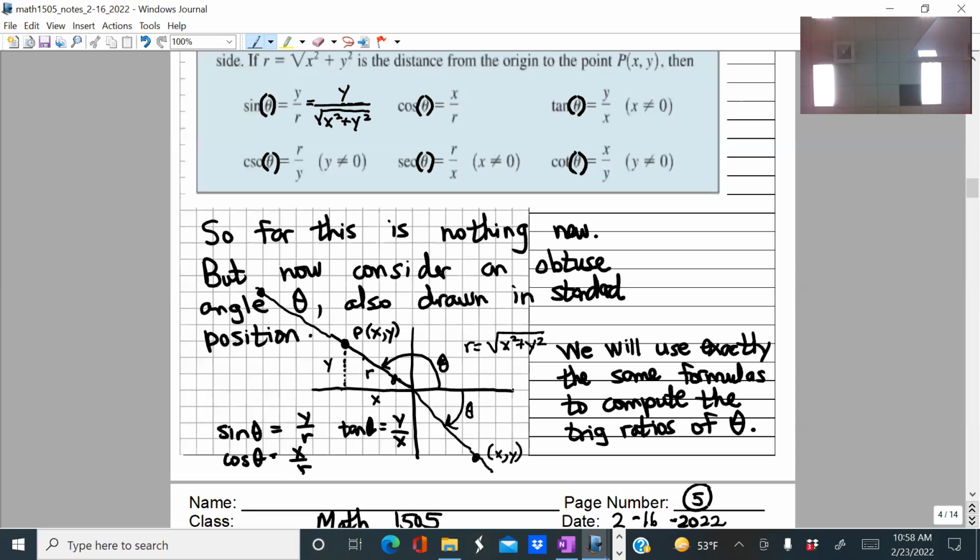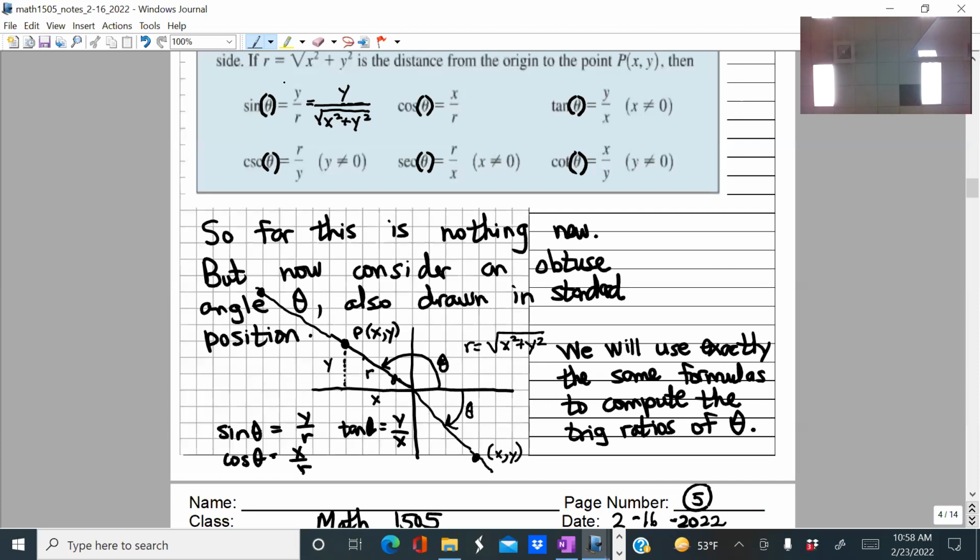Then what do you do? You pick a point on the terminal side. There's the initial side, and that's the terminal side. You go to the terminal side of the angle and you pick a point off of the terminal side. It can be any point at all. You just have to find some point on the terminal side, and then you know how to compute the trig ratios.